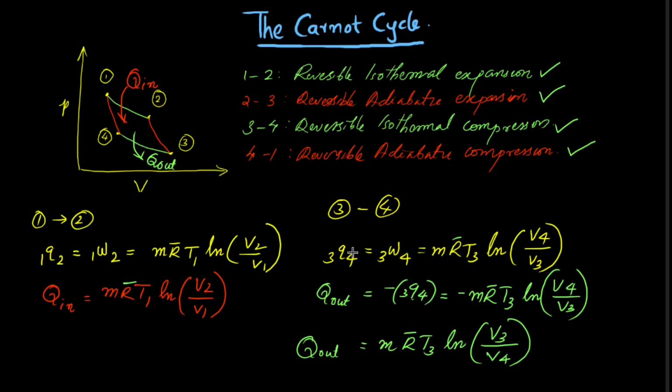So, there is no need for confusion here. 3Q4 comes out as a negative number, so we are taking the magnitude of that. We multiply 3Q4 by negative 1, so we get minus mRT3 log V4 by V3, which is equal to m R bar into T3 log V3 by V4. Since V3 is greater than V4, this value will be positive. So, this is the heat rejected from the system. This is the heat supplied to the system and this is the heat rejected from the system.